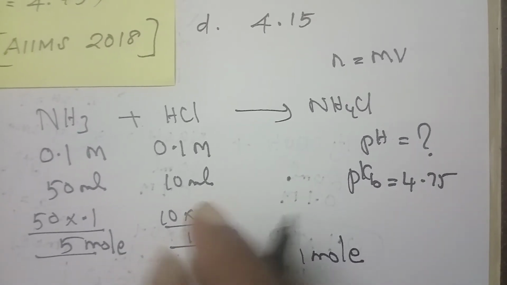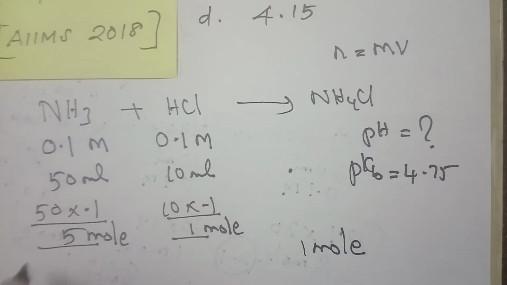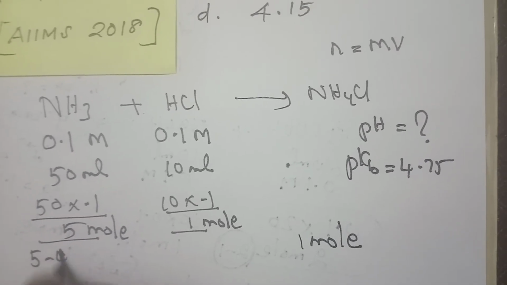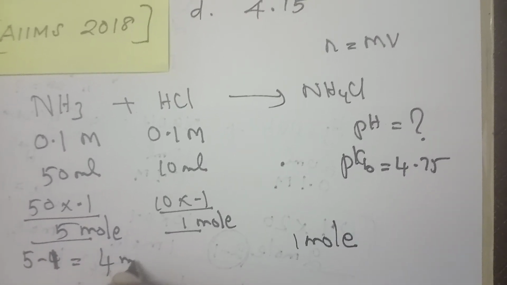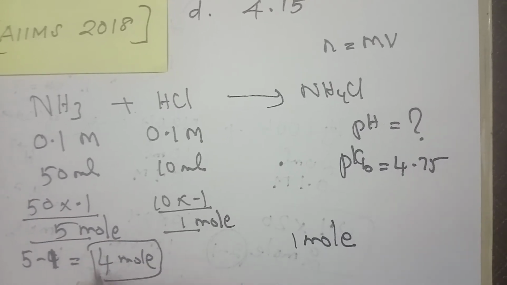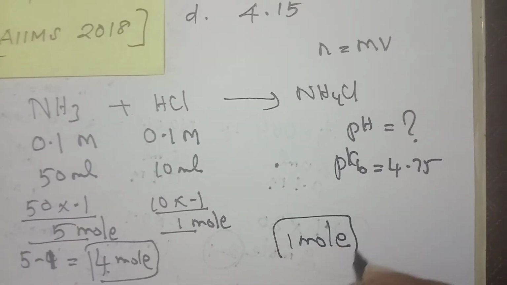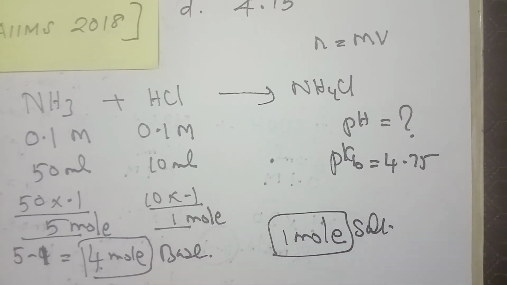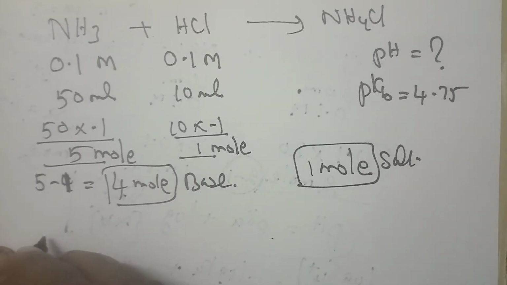So how much hydrochloric acid is consumed? So the ammonia remaining is 5 minus 1, children, is equal to 4. 4 mole is the concentration of your base. This is the concentration of your salt. This is the concentration of your base. Now let us go to the Henderson equation.